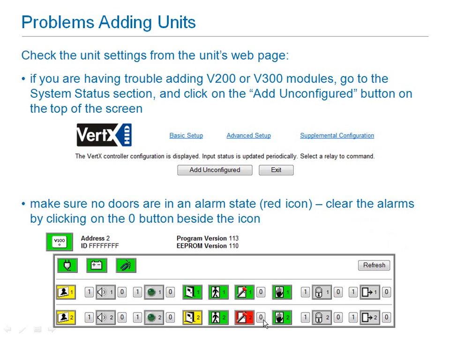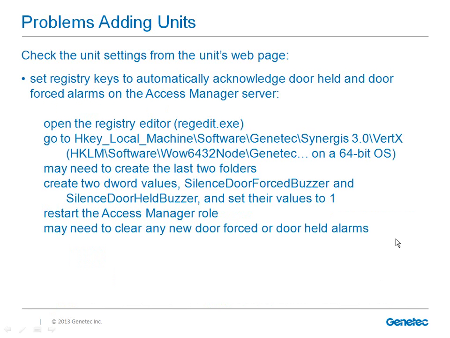If the unit has been set up for a while, there may be quite a few loaded up in there, and really there isn't any other way to clear them, unfortunately. However, we do have a way to keep these alarms from coming back. In the registry, we can add a couple of keys to automatically acknowledge the door forced and door held alarms. Now from the server, open the registry editor, which you can do by running regedit.